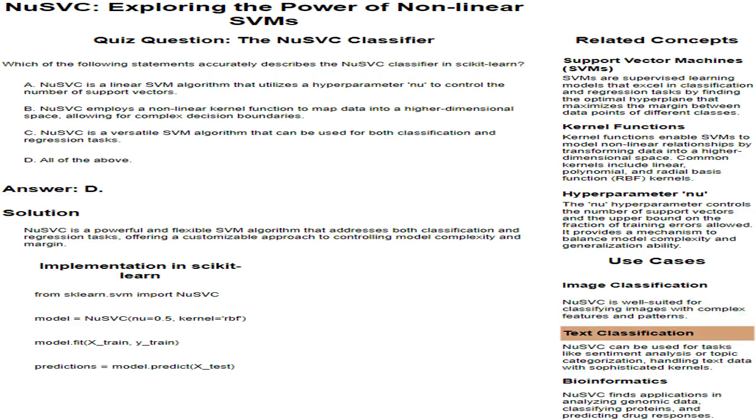Text classification. NuSVC can handle text classification tasks effectively, such as sentiment analysis or topic categorization, by employing sophisticated kernels to capture the nuances of textual data.